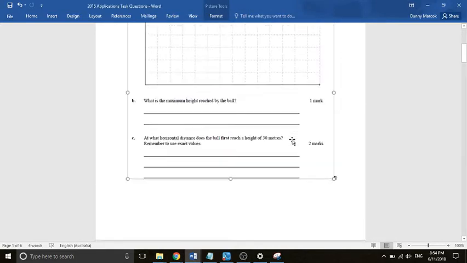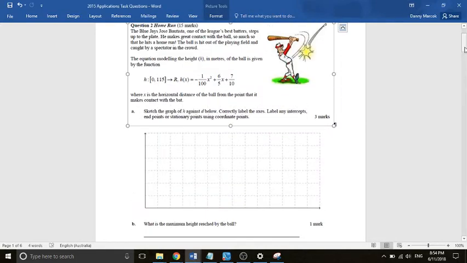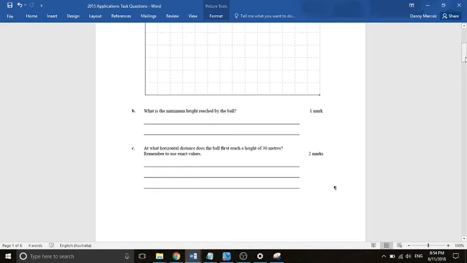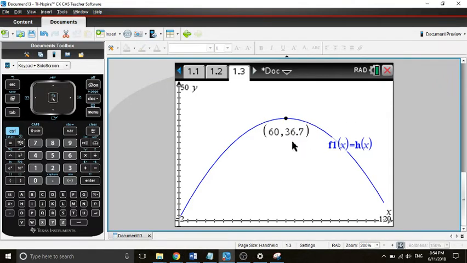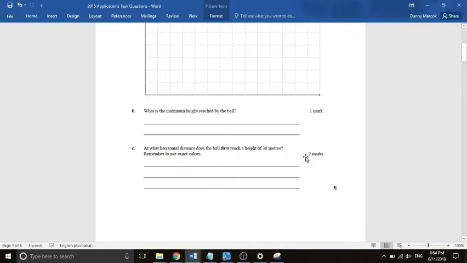Now, what is the maximum height reached by the ball? So it's one mark. You just write down an answer. 367 over 10. 36.7 meters high. Yeah, that's it.